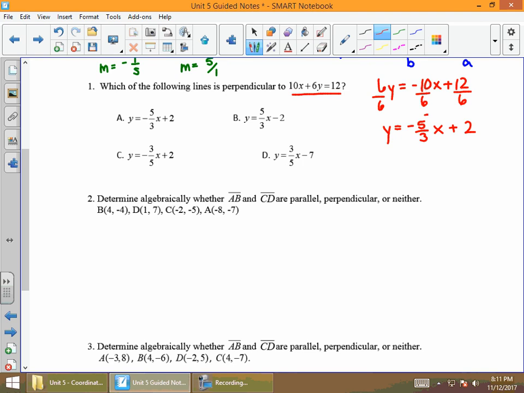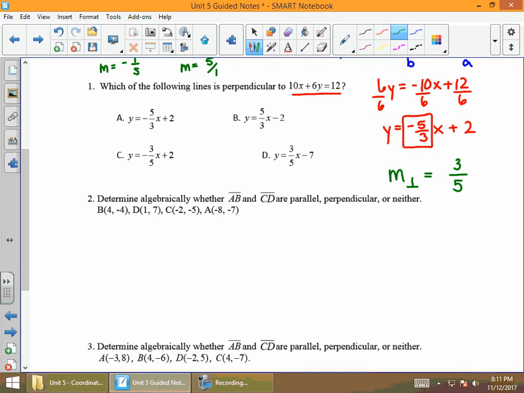So the slope here is negative 5 over 3. The slope of the perpendicular has to be an opposite reciprocal to what is given. So the opposite reciprocal to negative 5 over 3 is positive 3 over 5. So what I'm looking for is the equation that has a slope of positive 3 over 5.